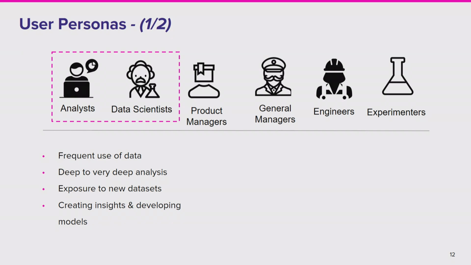When building a product, usually you start with a small audience and then grow it to suit the needs of a larger audience. We chose these two personas because these were the personas that were most frequently using data. They were most frequently doing a deep analysis on this data. They were the folks that were constantly exposed to new data sets and needed to ramp up on their understanding of those data sets really quickly. And finally, they're the folks that spend the most of their time creating great insights and developing different models.